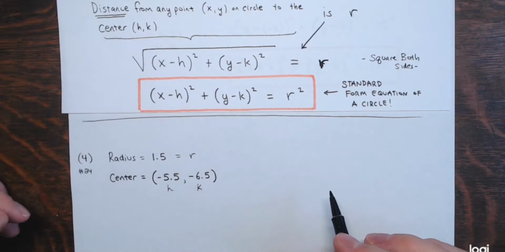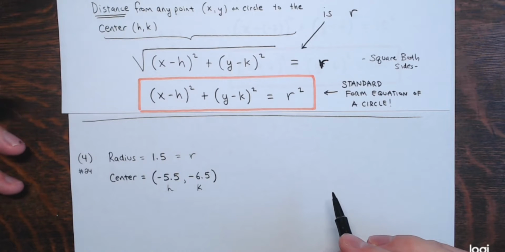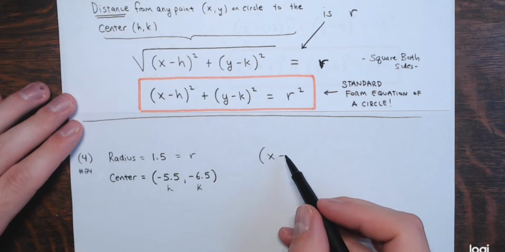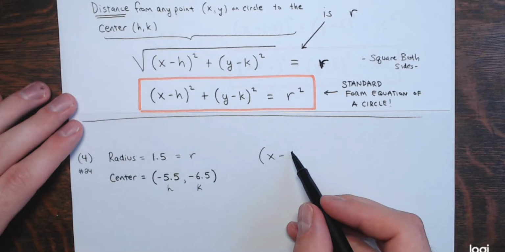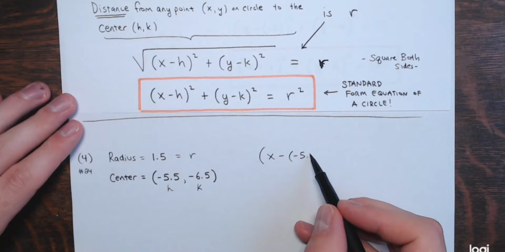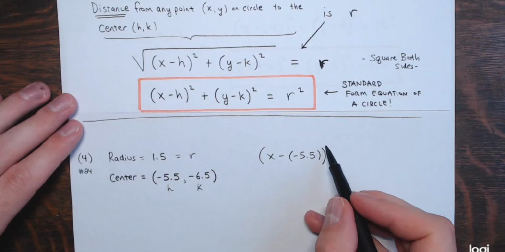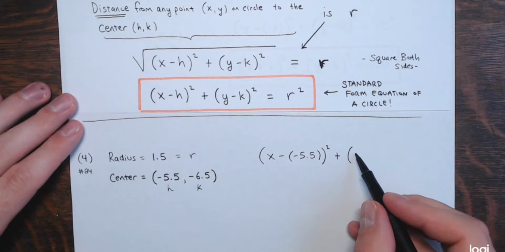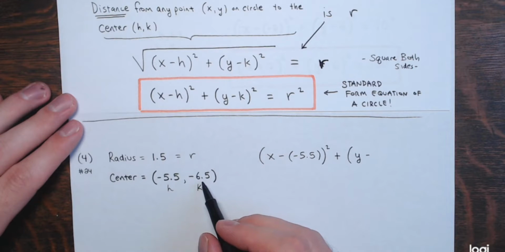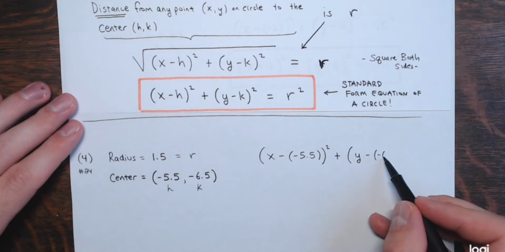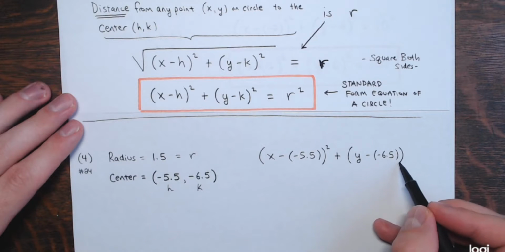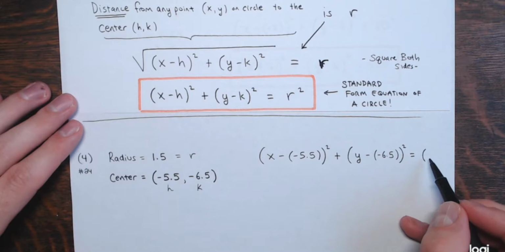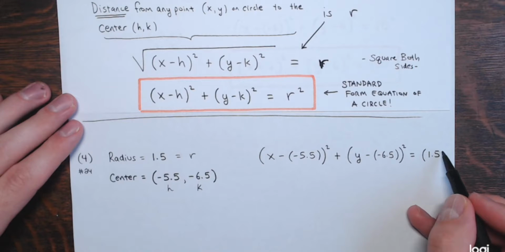And if I have the center and the radius, I can easily state the equation of the circle in standard form. So it's the quantity x minus the x-coordinate of the center. So x minus -5.5 squared, plus then another quantity with y minus the y-coordinate of the center, y minus -6.5 squared, equals the radius 1.5 squared.